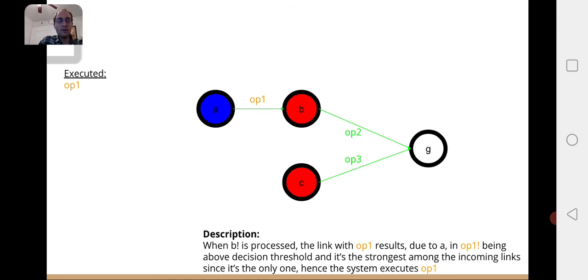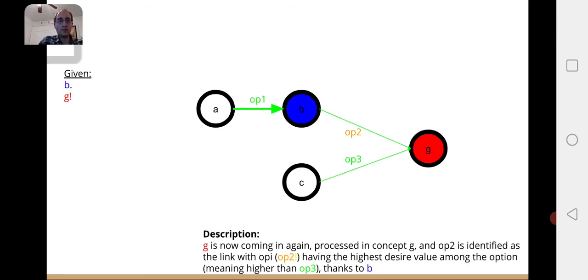Now let's say it indeed happens as it predicted. In this case, the link that A will lead to B when operation 1 is executed will be strengthened. So this relationship is now strengthened and we are in a new situation. Now B happened, we still want G to happen.